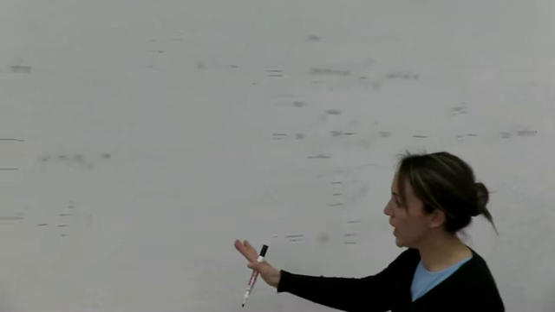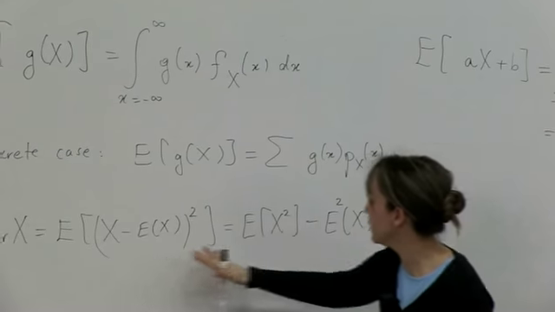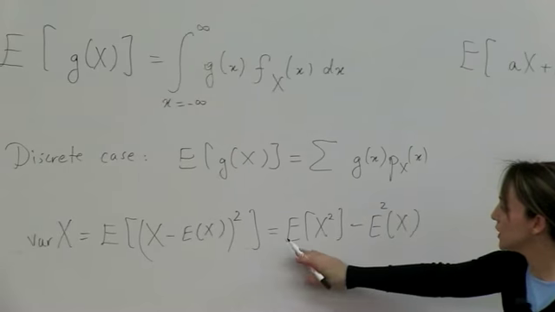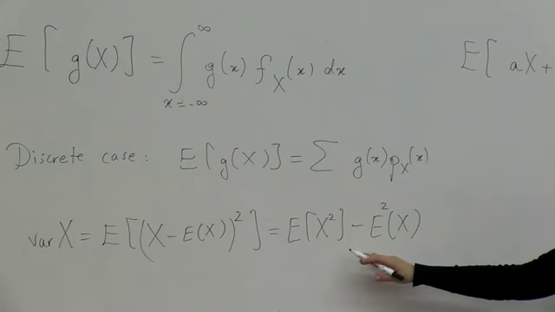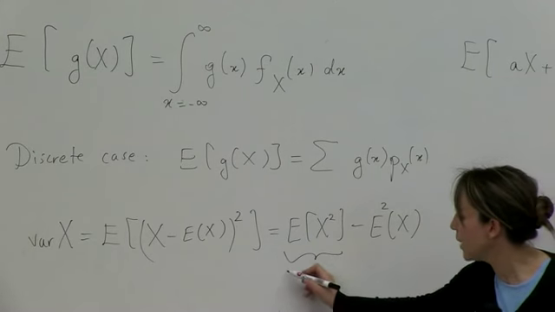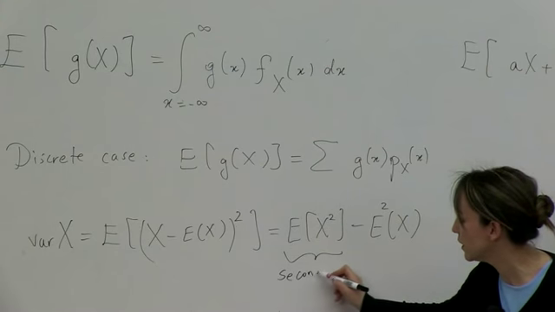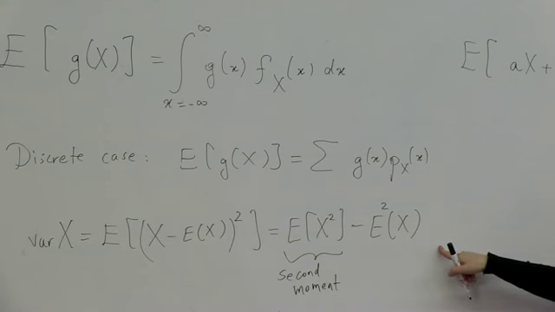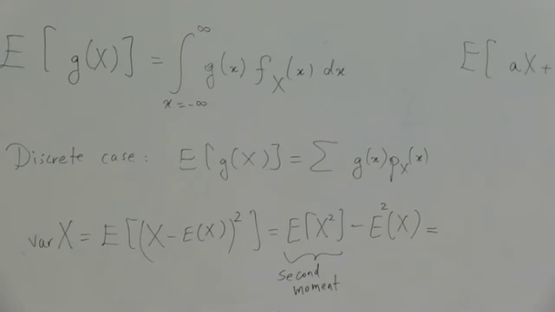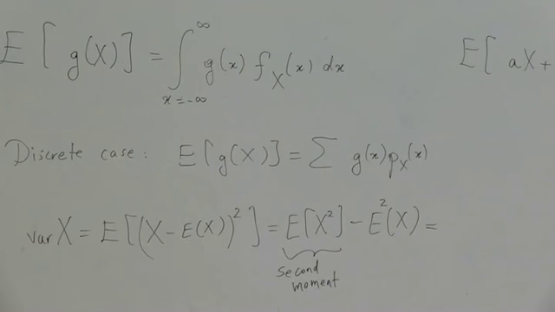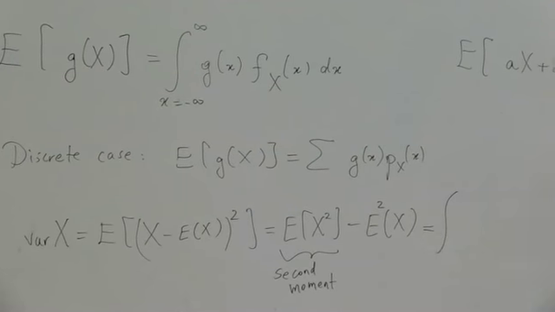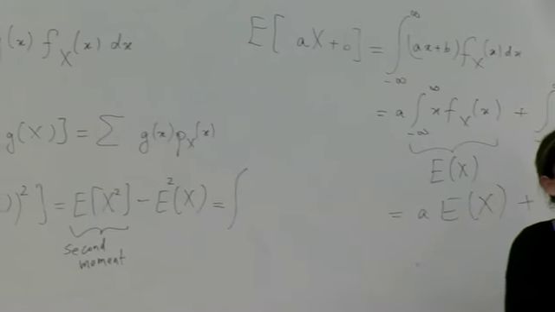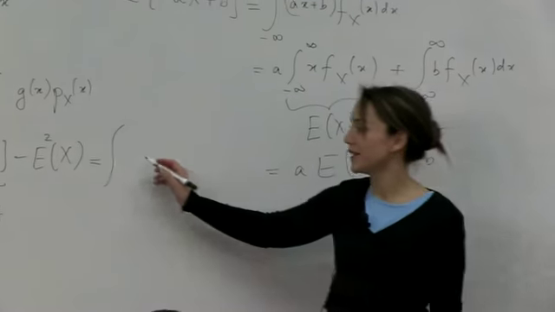All right, so now we are sure that the variance is equal to the expectation of X squared, which is the second moment, minus the square of the first moment. We can write this down as an integral, right? What is this integral, please?